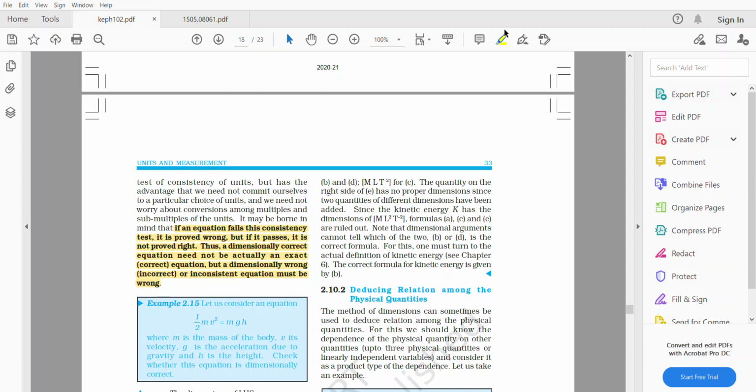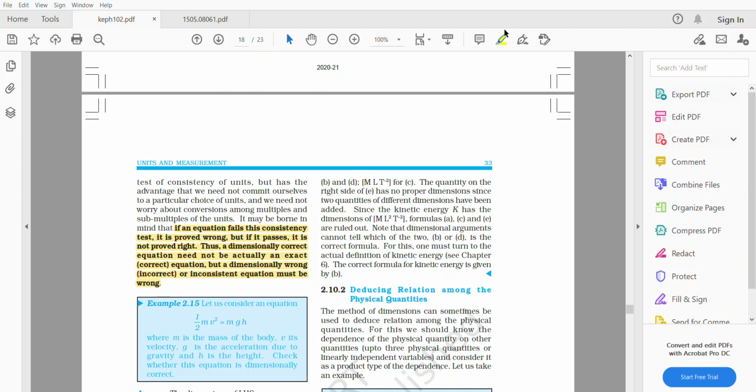But a very important point: if the dimensions match, it does not guarantee that the equation is right. This is because there could be many other numerical factors which cannot be incorporated into the dimensions, so there could be mistakes in that case. So we will always have to verify it with real life situations. If we find that it is dimensionally wrong, then the equation is definitely wrong. But if it is dimensionally right, it is not a guarantee that the original equation is right.